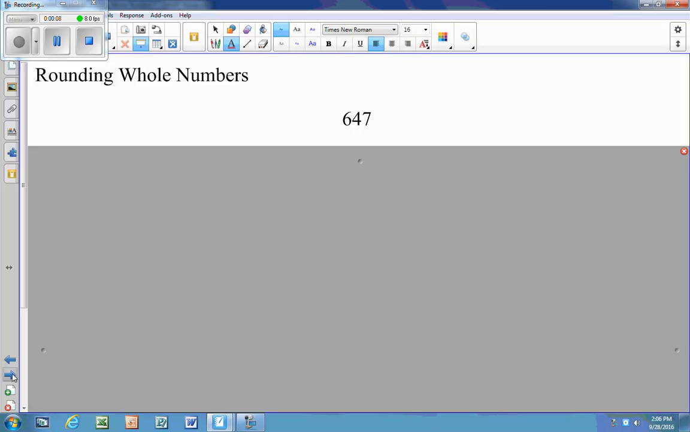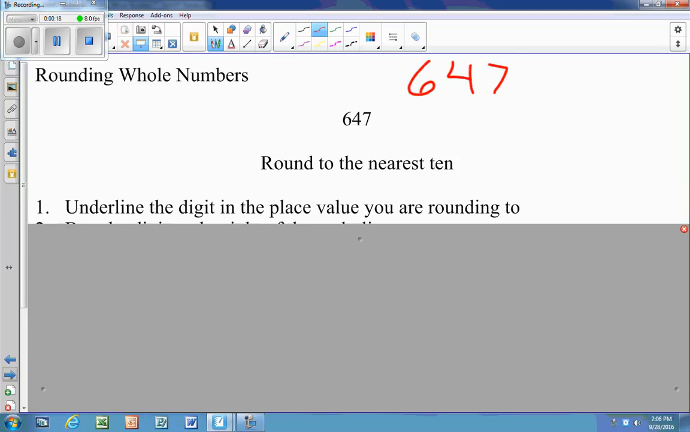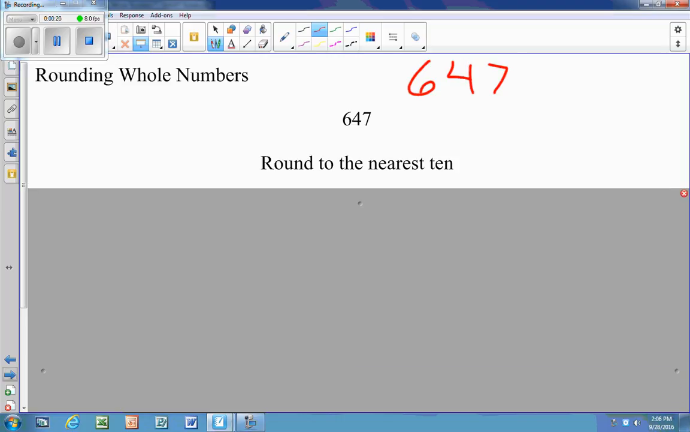First, when we're rounding whole numbers, such as 647, when I see a number, I'm going to rewrite it so it's larger, so it's easier for me to work with. The first step is to make sure I pay attention to what I'm rounding to. In this case, I'm rounding to the tens place, which will be very important that I know where I'm rounding to.